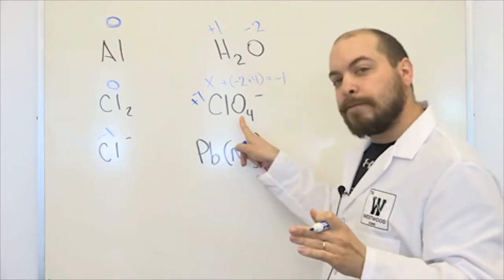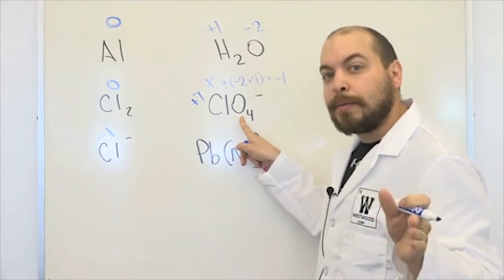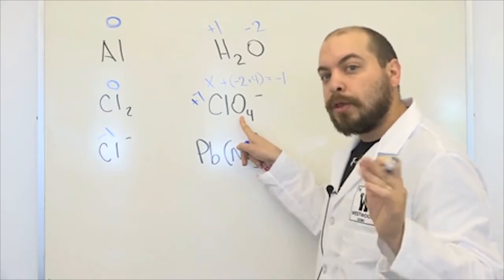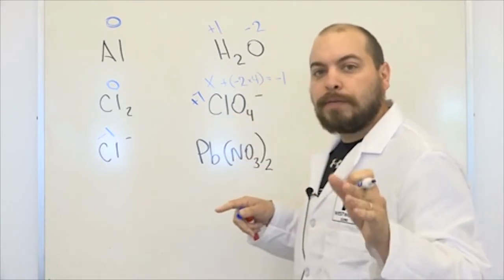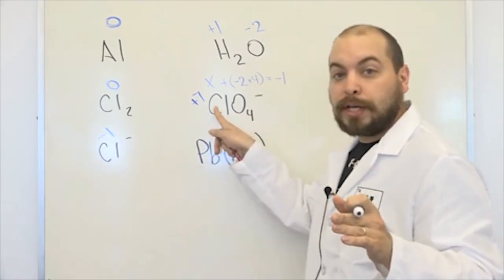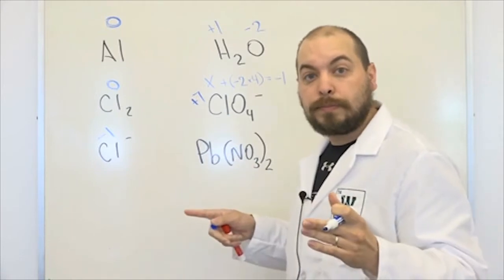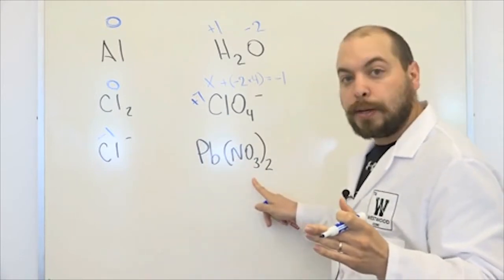So this is a situation where we had to, number 1, recognize the charge of the polyatomic ion. Secondly, identify the most and least electronegative atom within the polyatomic ion. Third, do some algebra to determine the oxidation number of the least electronegative atom, in this case the chlorine. So let's do that again for lead nitrate.